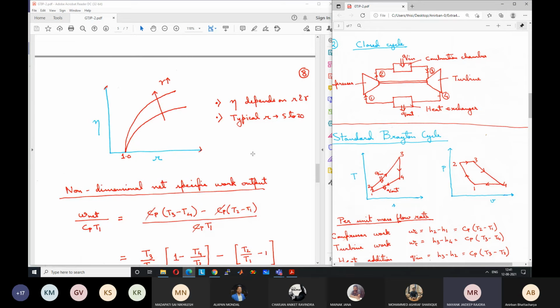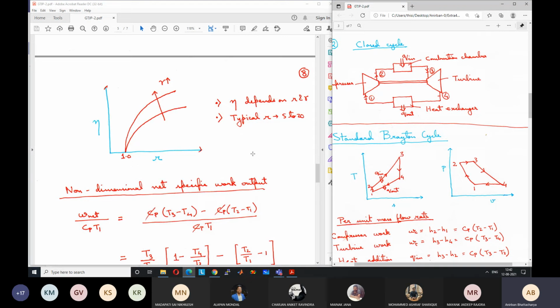Sir, flow rate will reduce. Flow rate will reduce. Good. So what is specific work output? Per unit flow rate, what is the work, right? So if per unit flow rate we can increase the work, then for a given amount of work requirement, we will be able to reduce the mass flow rate.